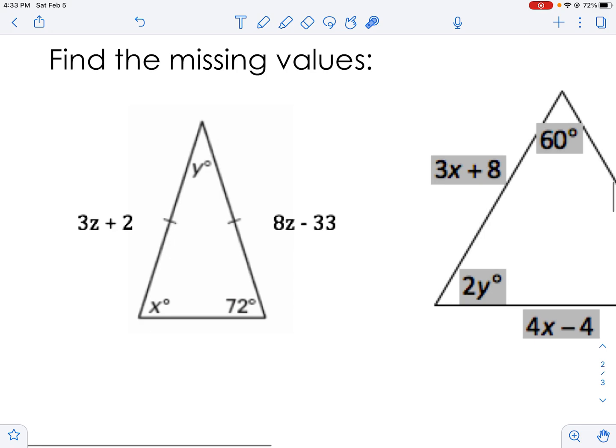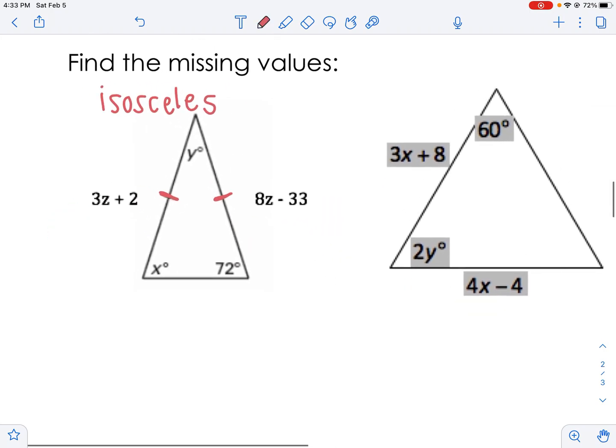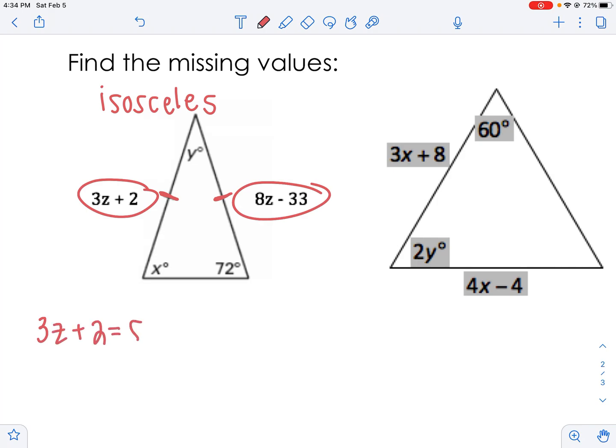So if I take a look at this picture, the first thing that I notice is that there's ticks here and here, which would make it what type of triangle? Hopefully you said isosceles. Okay, so if there's ticks here and here, it means that these parts are congruent, and congruent means that we set it up how? Hopefully you thought part equals part, because that's what congruent means. So 3z plus 2 would equal 8z minus 33.